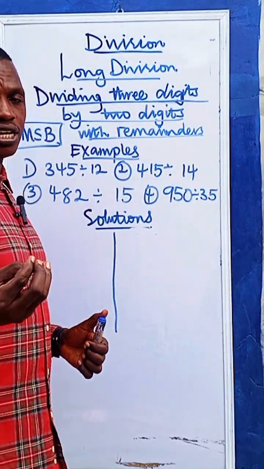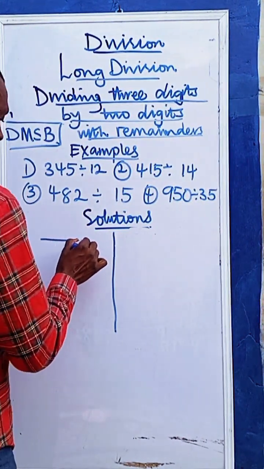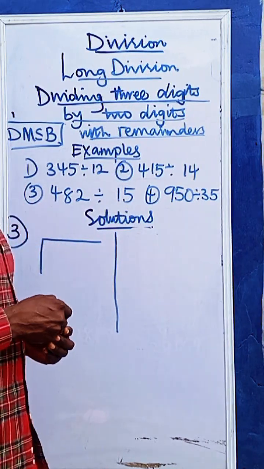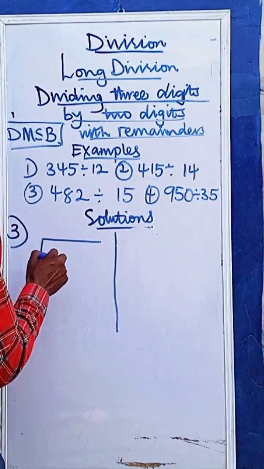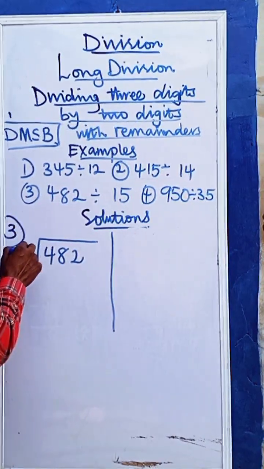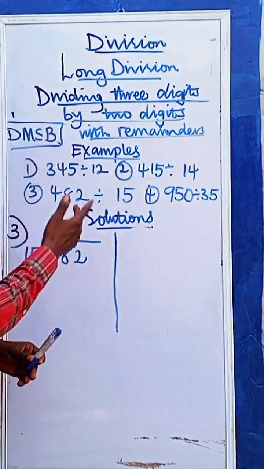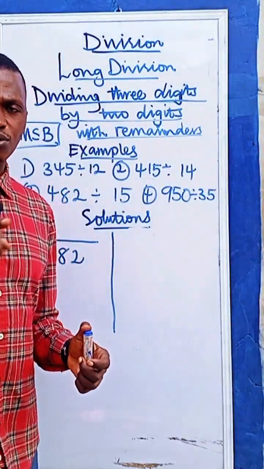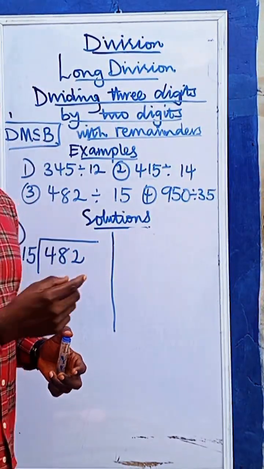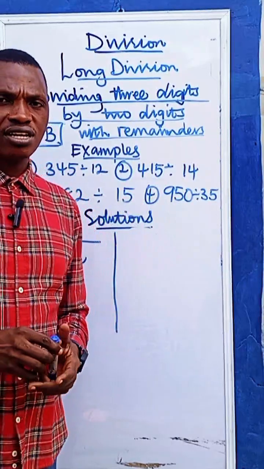So we're going for example 3, using the same method. Now we'll take our dividend for question 3, which is 482. Then our divisor is 15. Then we have to divide, first in DMSB. DMSB, DMSB. D for division, M for multiplication, S for subtraction, then B for bring down the next number.